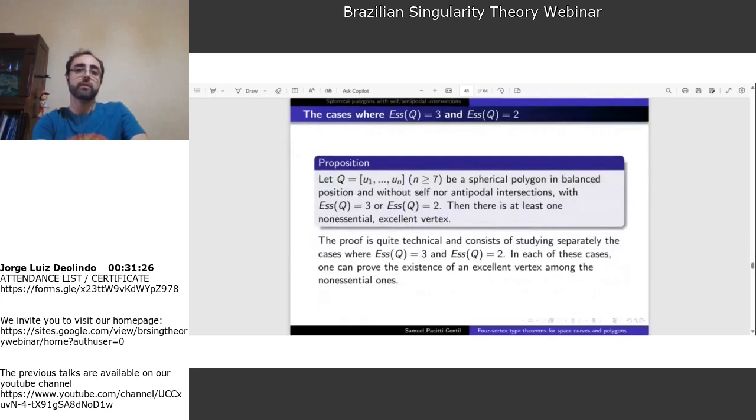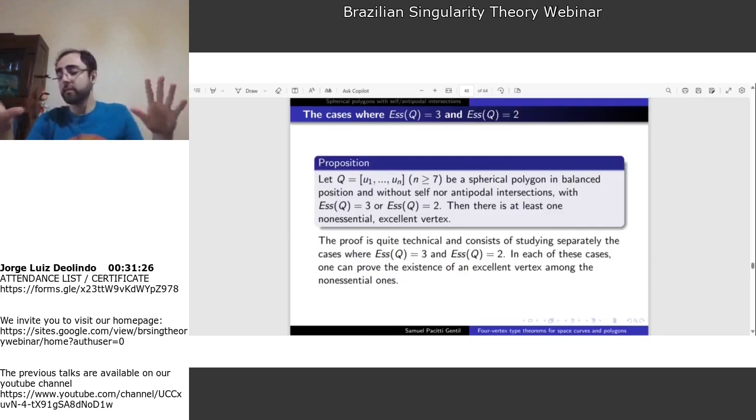So the really technical thing about this theorem is proving the following proposition, which states that a spherical polygon in balanced position and without self nor antipodal intersections, with the number of essential vertices being 3 or 2, they are two different cases, then in this case there is at least one vertex which is non-essential and excellent.